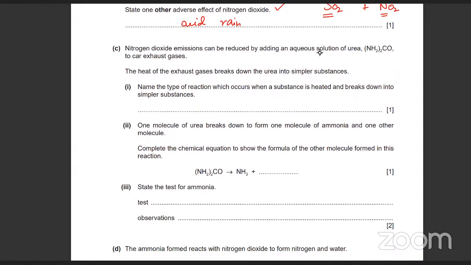Now, nitrogen dioxide emissions can be reduced by adding an aqueous solution of urea to car exhaust gases. The heat of the exhaust gases breaks down the urea into simpler substances. Name the type of reaction that occurs when a substance is heated. What is the name of the reaction when something is heated and it breaks down? That's decomposition.